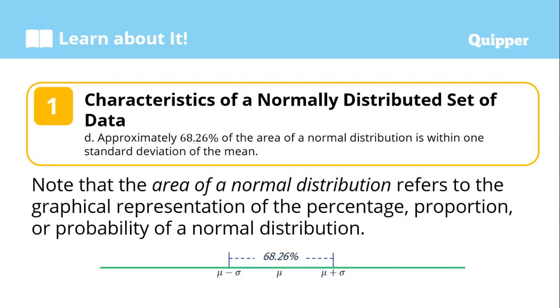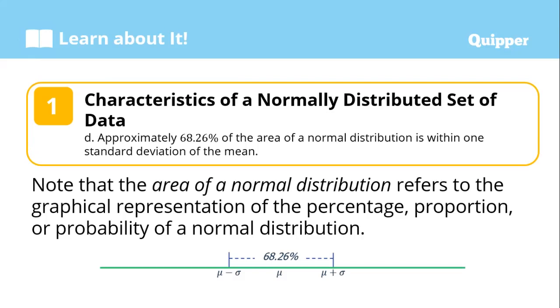As you can see, a characteristic of a normally distributed set of data, class, is that approximately 68.26% of the area of the normal distribution is within one standard deviation of the mean. Note that the area of the normal distribution refers to the graphical representation of the percentage, proportion, or probability of the normal distribution. As you can see sa figure.